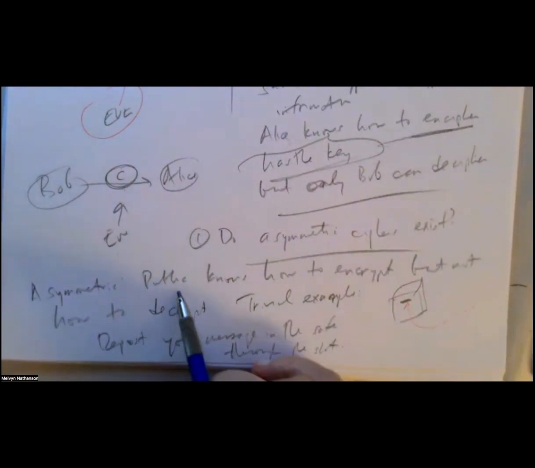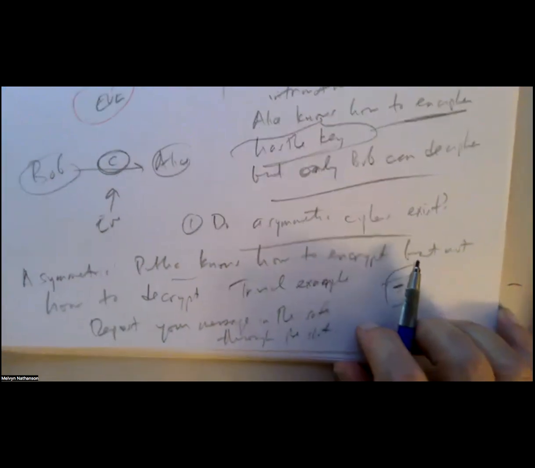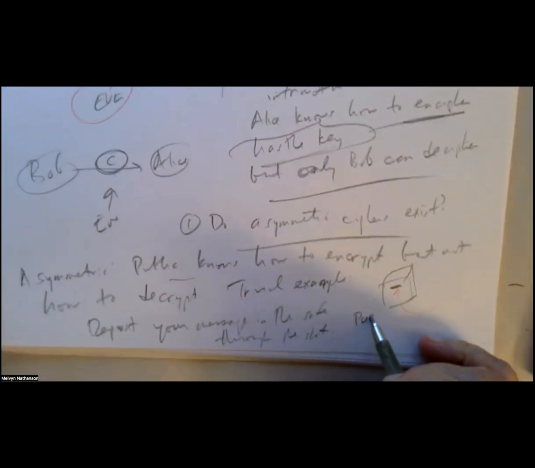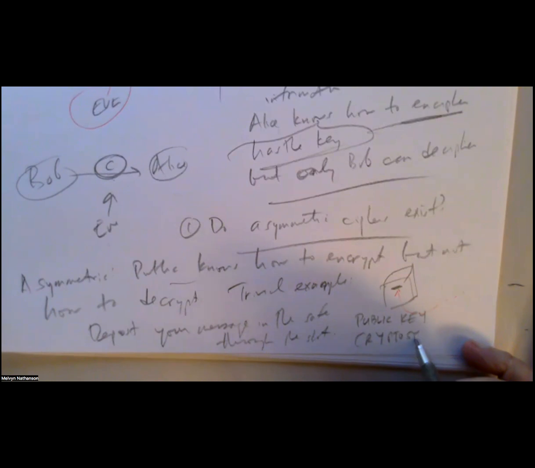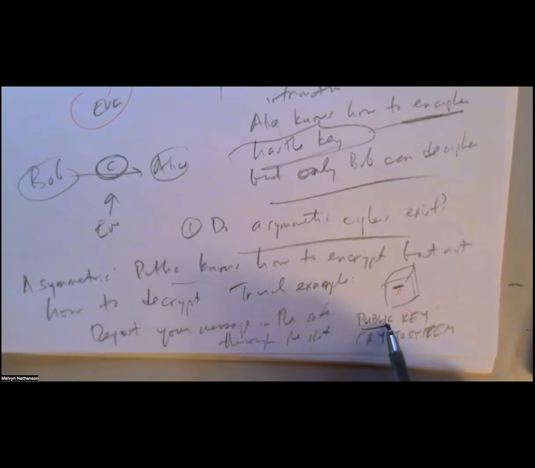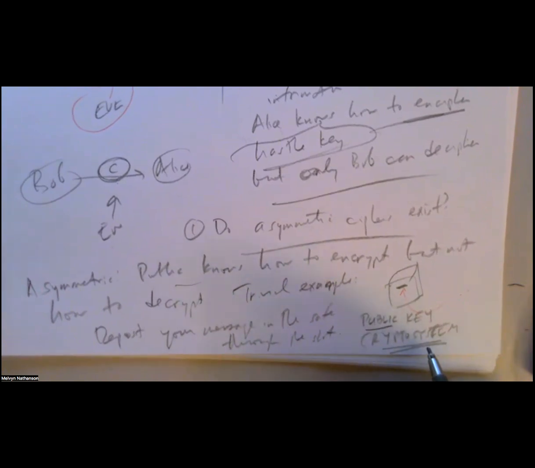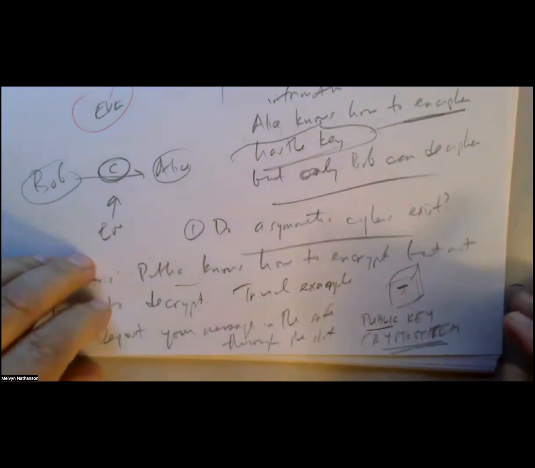In this case, the public knows. And such a system is called a public key crypto system. Because what is public is the key to encrypting, but knowing how to encrypt does not allow you to decrypt. That's the nature of a public key crypto system.